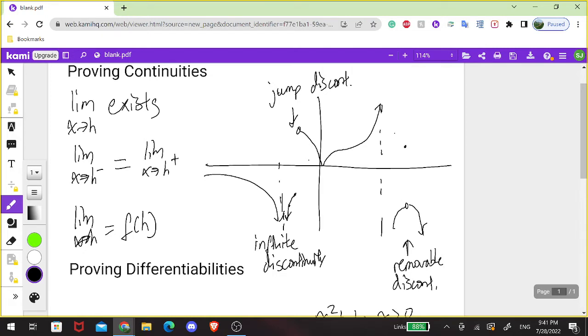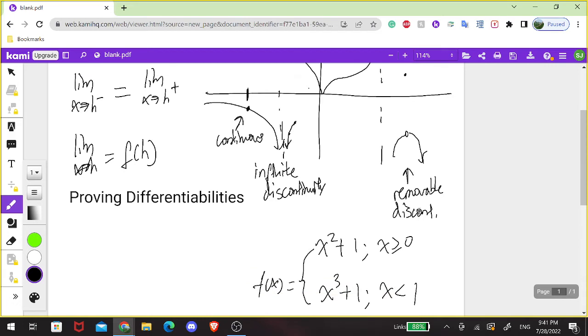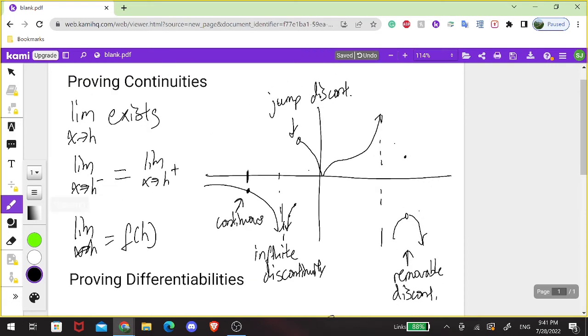Let's look at any other point. Let's say this one. The limit exists, and they're approaching this point from both sides. So the first two are already satisfied, and for the third one, f of h at this point is equal to the limit. So this point is continuous. That is it for proving continuity. You have to state that all three of these are true to prove that a point is continuous.